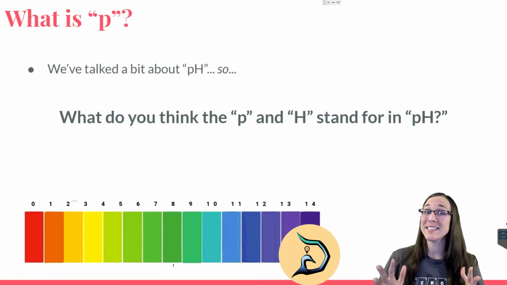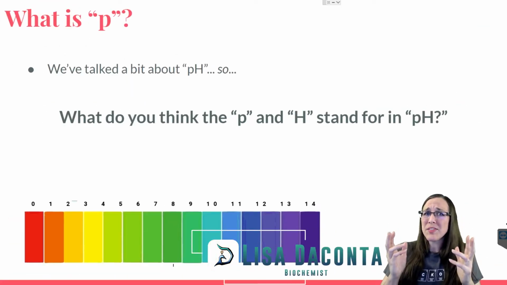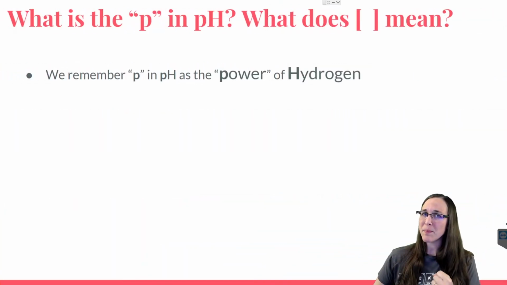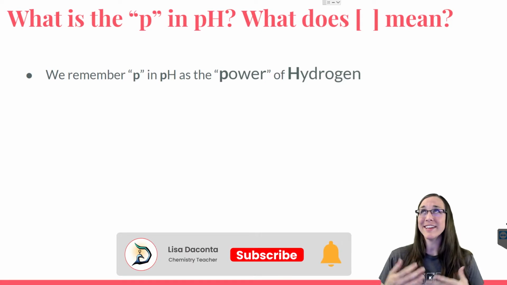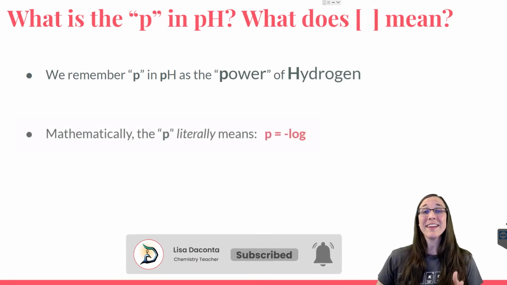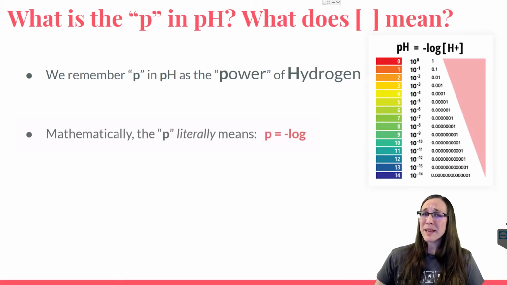For the past 2 lessons, we've been talking a lot about pH, but what do you think the P and the H even stand for? We're literally thinking of the P as the power and the H as hydrogen. However, let's be real. Mathematically, the P is equivalent to negative log. Remember that the pH scale is based on a logarithmic scale. So the P itself is indicating negative log.